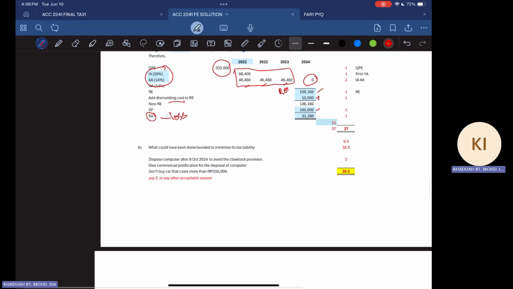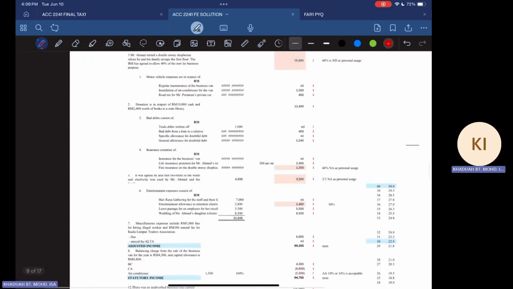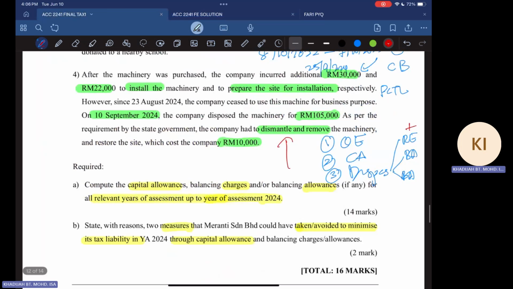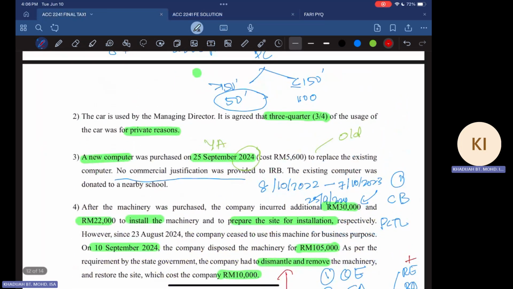Yeah. So I think that's all for today on the revision on how to attempt a question on the capital allowance. And again, one question like this will be in your final exam. All right. So I hope that you have a good understanding and will be able to score your marks in the final exam on this topic, capital allowance.